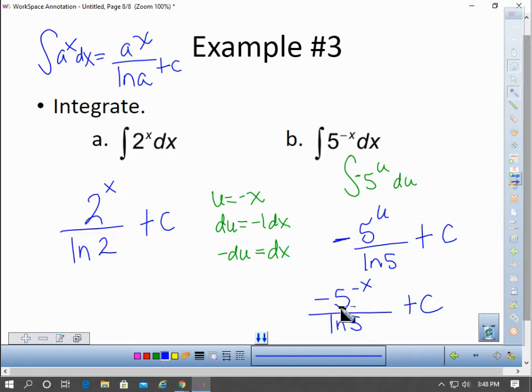Plus c. So what you expect here, the only thing that's extra is this little negative sign, because the derivative of this 5 to the negative x would be multiplied by a negative 1. So we'd expect a negative to show up. So these are not too much different. I just find that if you don't have just x by itself, the easiest thing to do is to do a u substitution, and that way you're not going to mess up.